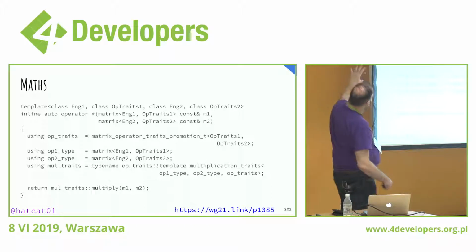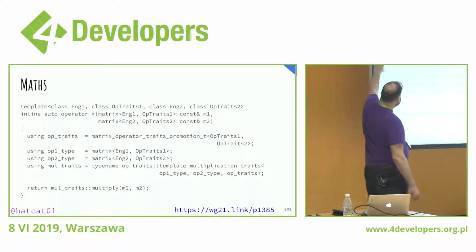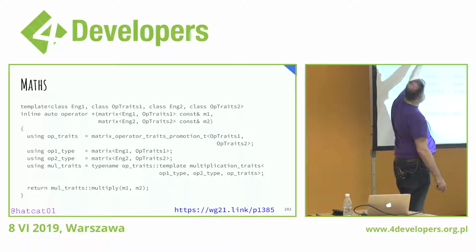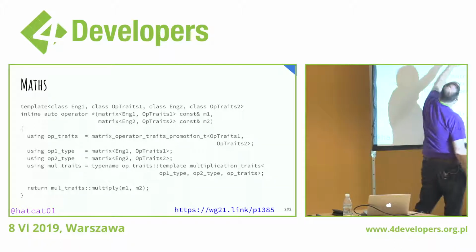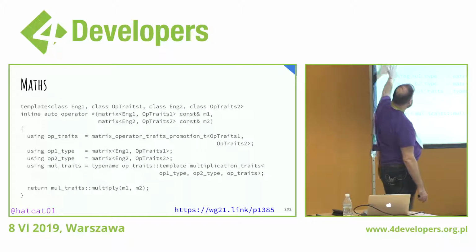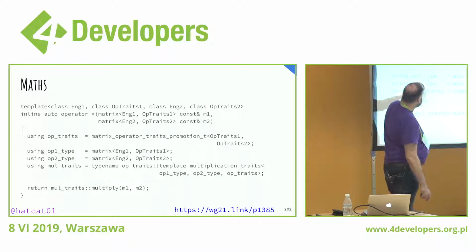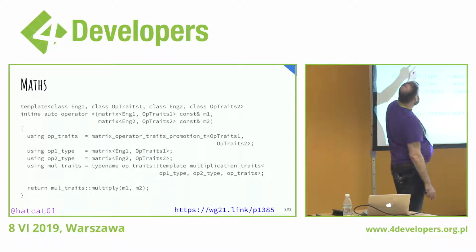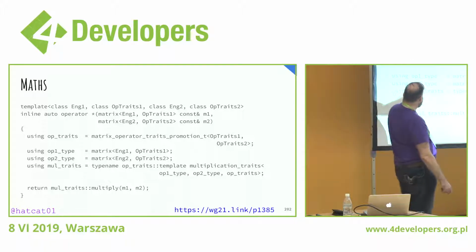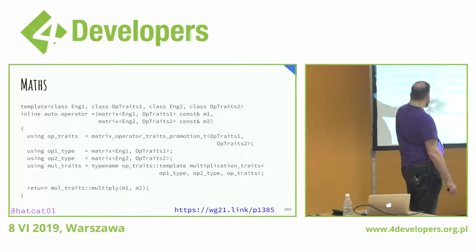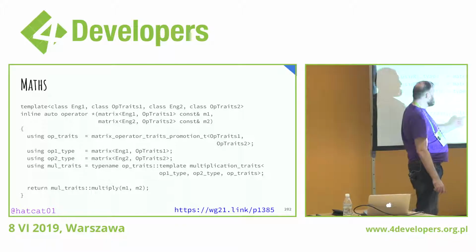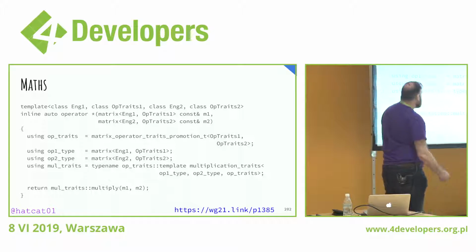So here's a sample implementation, shall we say. This is a free function, operator multiply, taking two matrix, returning auto, it's inlined. So here's our function body, making things simpler by using op traits, because you don't want to write all this out. So op traits, and then the operand types, and then the mul traits. And then having got your mul traits type, your struct, you can then invoke the multiply function using M1 and M2.